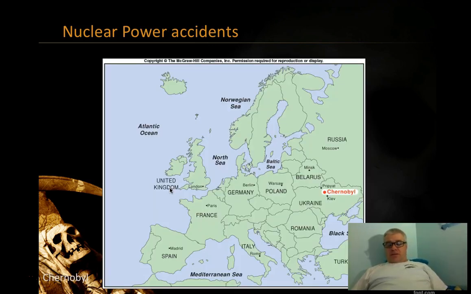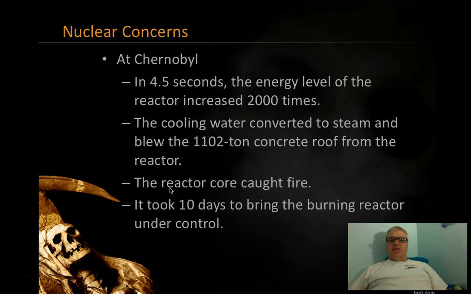With nuclear reactors, sometimes things go wrong, and one example is the Chernobyl disaster in Ukraine, which happened back in the 1980s. They were actually running some tests on the reactor when this accident occurred. In 4.5 seconds, the energy level of the reactor increased 2,000 times. The cooling water all converted to steam and blew the 1,000-ton concrete roof off the reactor, and then the reactor caught fire.